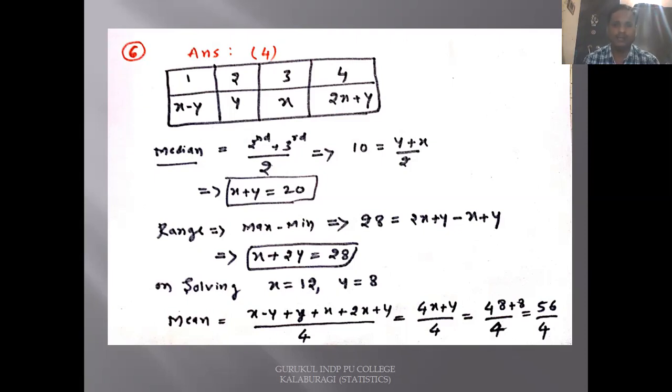The median is given already, it is equal to 10. 10 equals, what is the second data? It is y. Third data is x. So x plus y divided by 2 equals 10, which is nothing but x plus y equals 20. So we got the first equation.